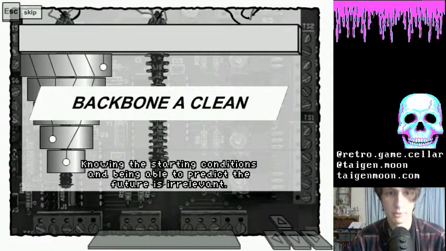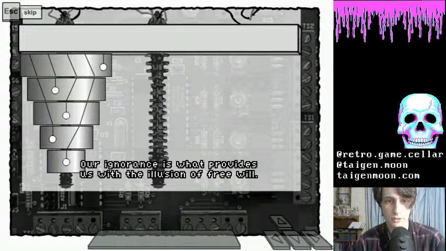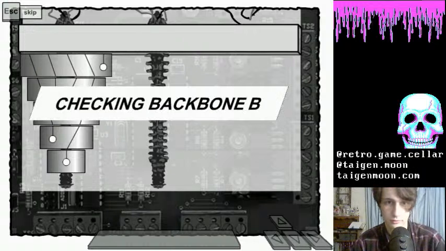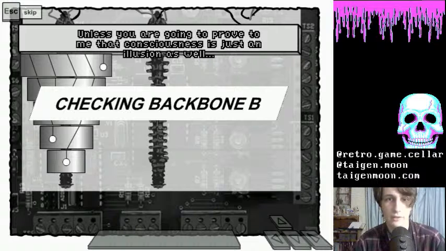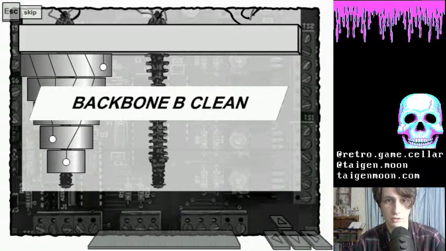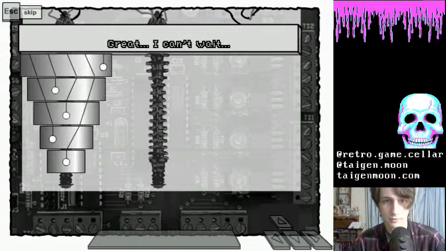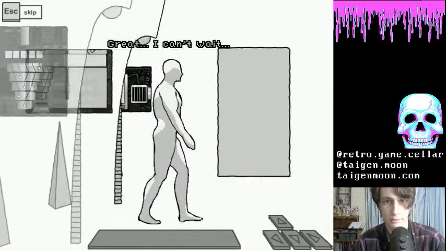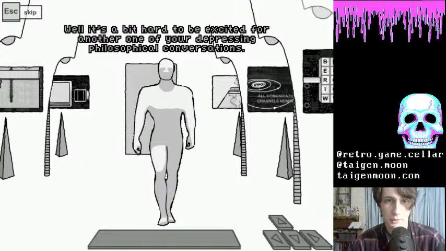Do I have a spine? Is that why backbone? Knowing the starting conditions and being able to predict our ignorance is what provides us with the illusion of free will. Do I have multiple spines? So life is nothing but a roller coaster and we're just along for the ride, huh? Unless you're going to prove to me that consciousness is just an illusion as well. Maybe that can be tomorrow's topic of conversation. Great, I can't wait. I think we're closing it. Was that sarcasm? Well, it's a bit hard to be excited for another one of your depressing philosophical conversations.